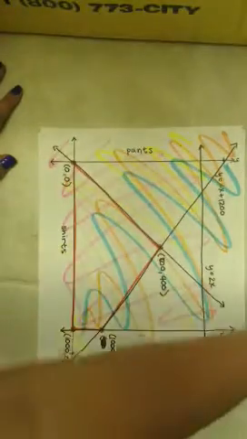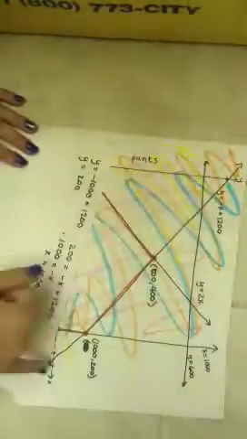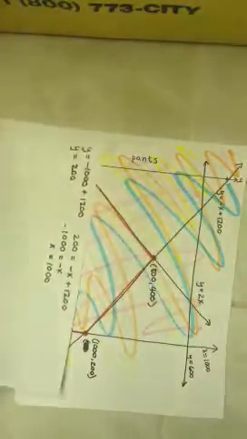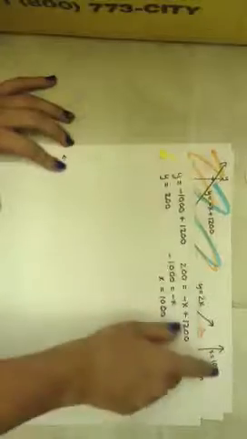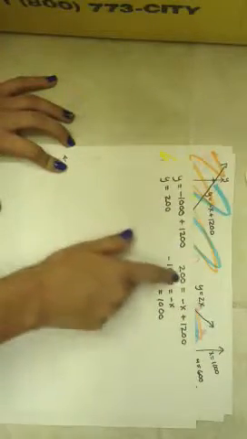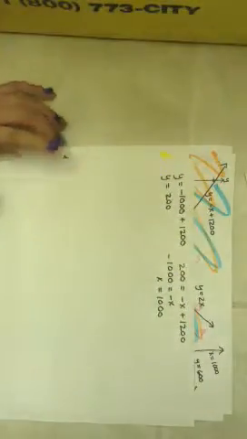Up here, we use substitution, and we found out that because it's where the line y equals negative x plus 1,200 and x equals 1,000, we plugged x equals 1,000 in, and we got the value 1,200.